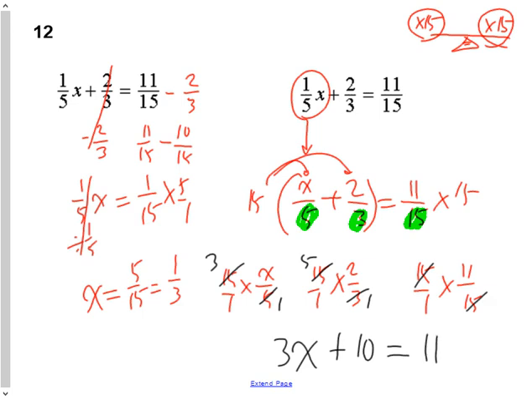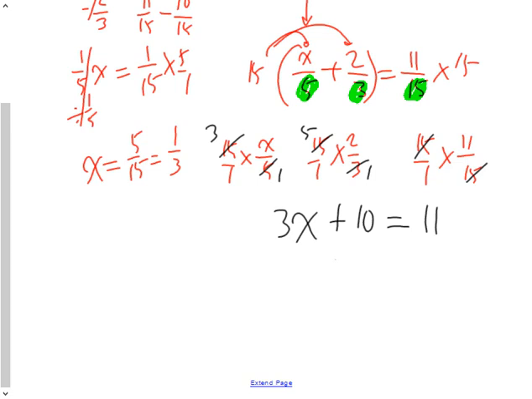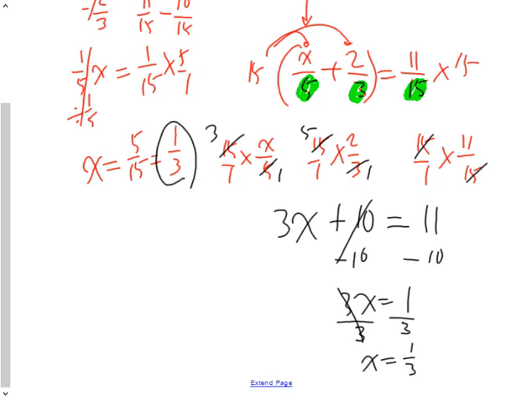So right off the bat, I can create an equation that is 15 times larger on both sides, has no fractions, and makes it much easier for me to solve. So I'm going to subtract 10 from both sides now. I get 3x equals 1, divide by 3, and x equals the same answer I got before, right here, but I did it in a way that made it so much easier.